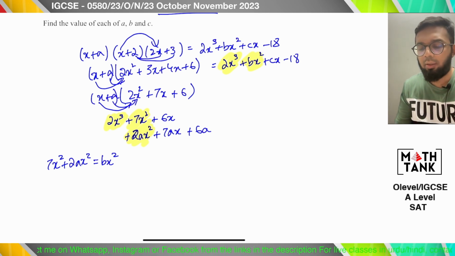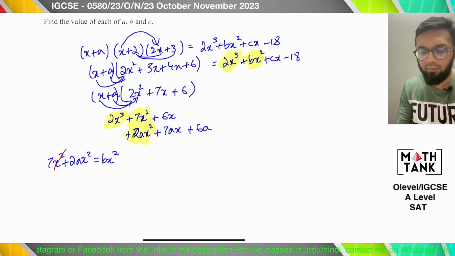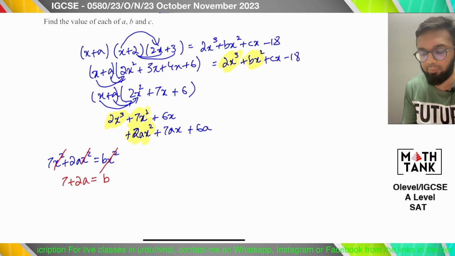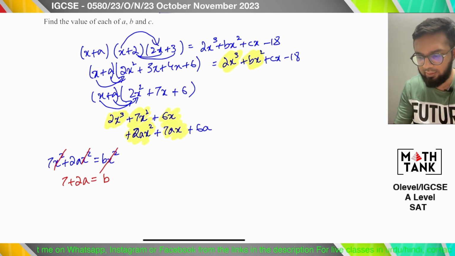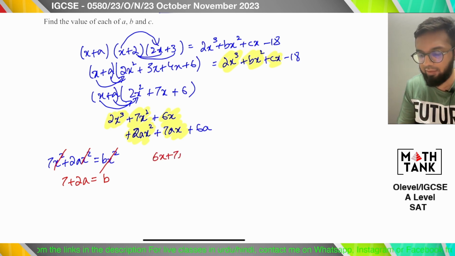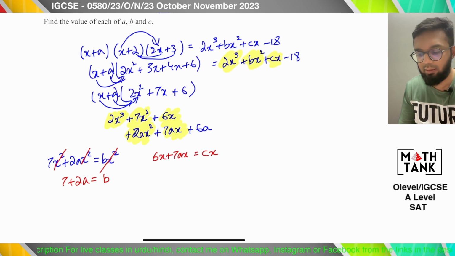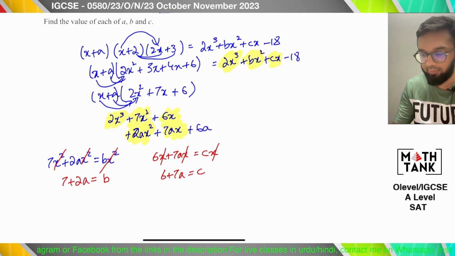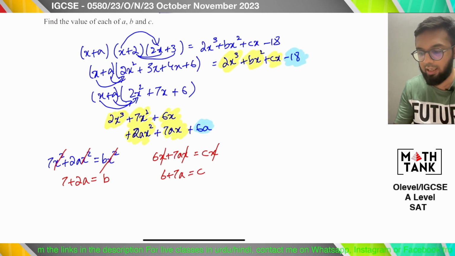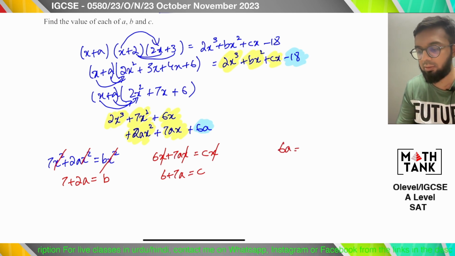Okay. x squared is common and I'm not interested in the value of x squared, so I can take it common and cancel it out. So 7 plus 2a should equal b. That's one equation. I know that if I have two unknowns, I should have simultaneous equations. So let's look at the other one. So I get 6x plus 7ax equals cx. Again, x is common, so I'm going to cancel that out and say that 6 plus 7a should equal c. What is my last term? It's 6a, and there I have minus 18. So 6a should equal minus 18. A should therefore equal minus 3.